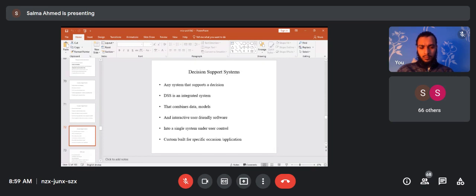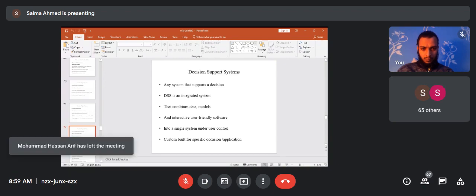It consists of 3 units. One is the data, the other is a certain set of models, and the third is a user-friendly, interactive software. So when we see it as a system and we break it down, it can be broken down into 3 components. One is the data, the other is certain models, and the third is the interactive software.